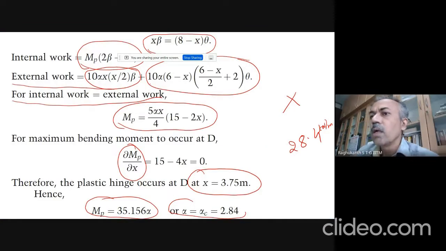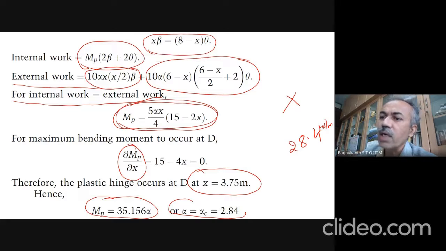So you equate internal work versus external work, and finally you will get MP equal to 5 alpha x by 415 minus 2x. But now we still don't know the x value itself. So what we try to do here is maximize the bending moment to occur at d. That is, dou MP by dou x is equal to zero: you differentiate this with respect to x, solve, and finally you will get the x value as 3.75 meters itself.